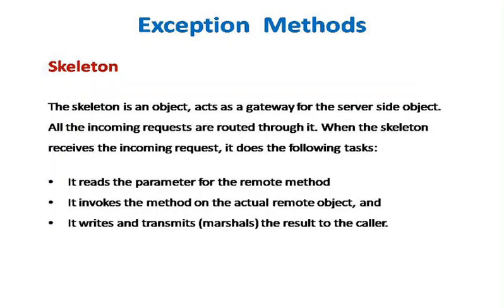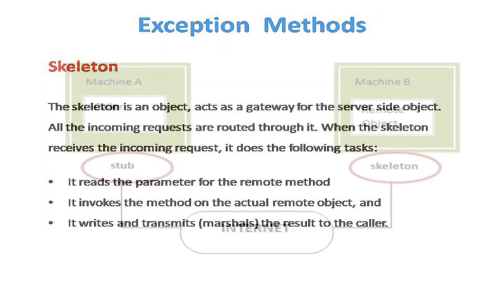If you take the skeleton, it is an object that acts as a gateway for the server side. All the incoming requests from the client will be routed through this skeleton. It reads the parameter, invokes the actual method on the server that the client has requested, and writes and transmits the result to the caller. On the client side, the stub will take the value and push it to the client.